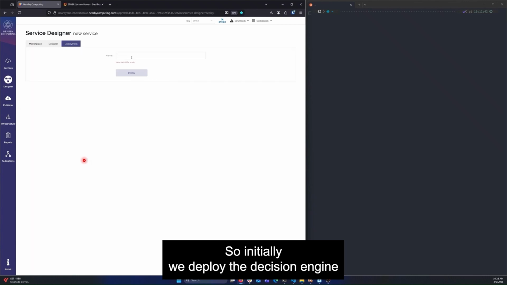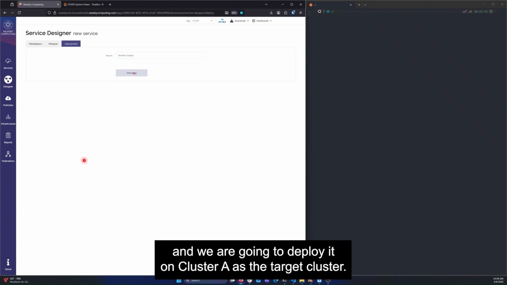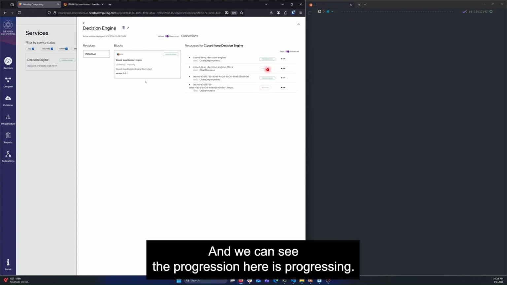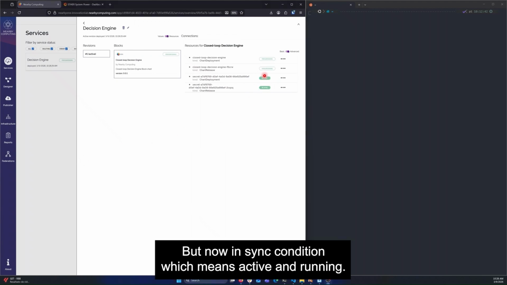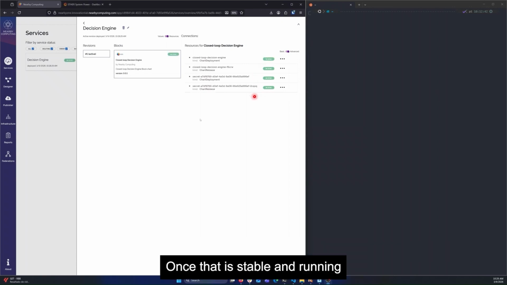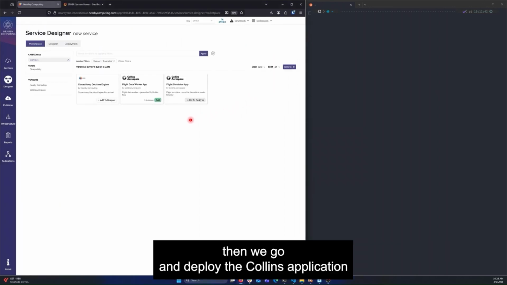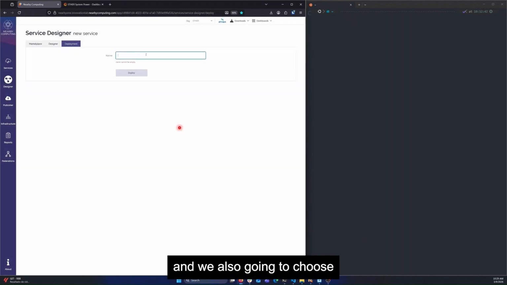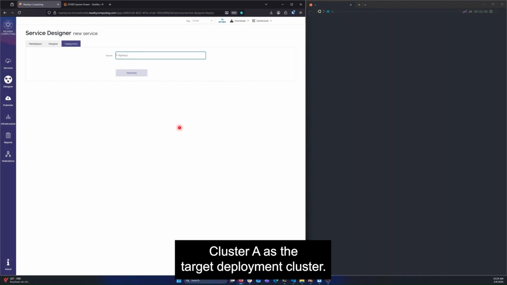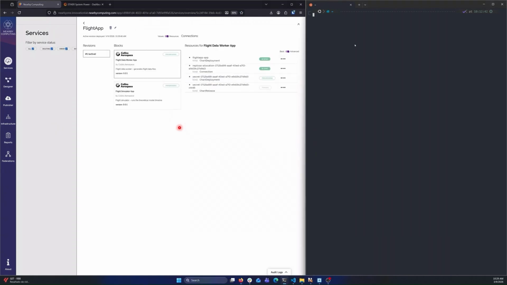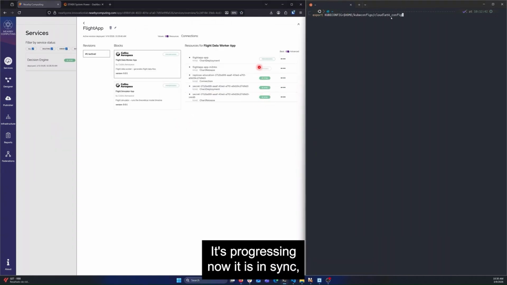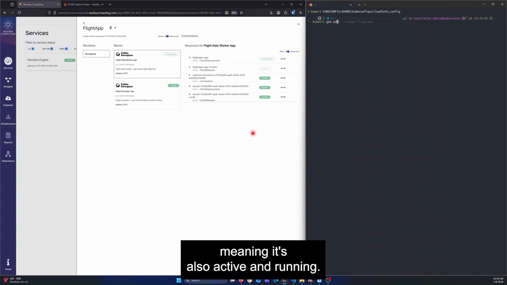So initially we deploy the decision engine, and we are going to deploy it on cluster A as the target cluster. And we can see the progression here is progressing, and now in sync condition, which means active and running. Once that is stable and running, then we go and deploy the Collins application, and we're also going to choose cluster A as the target deployment cluster. Its progression here, it's progressing now. It's in sync, meaning it's also active and running.